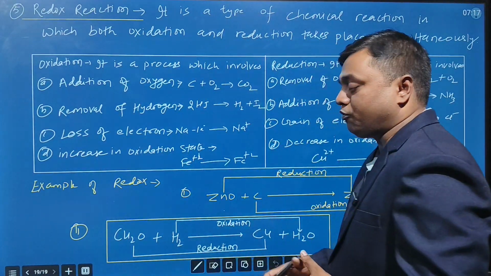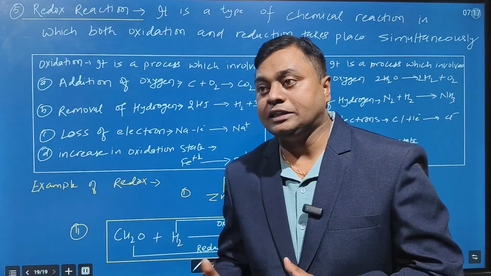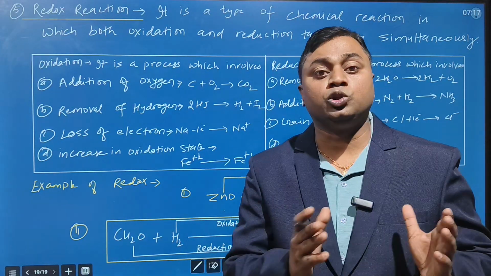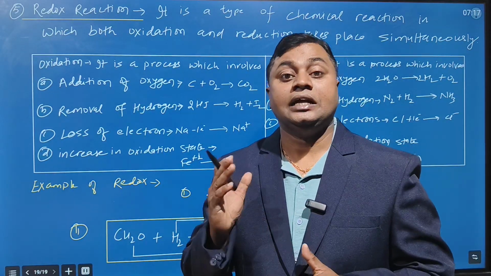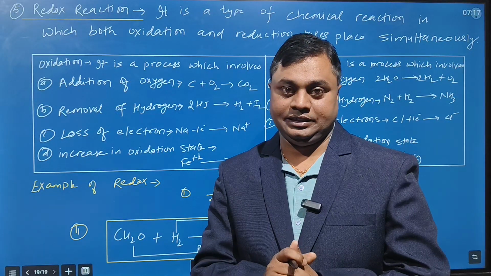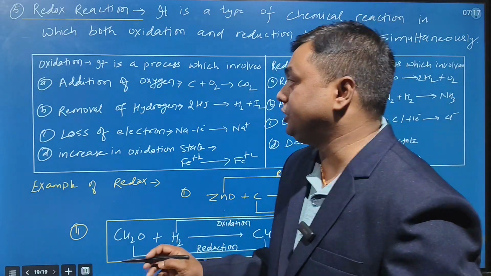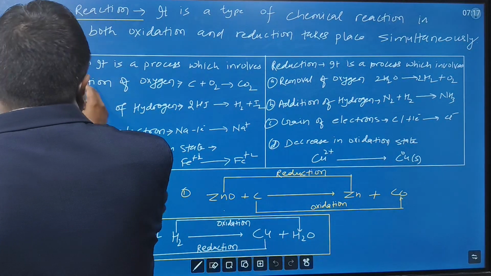Next, the last type of reaction is what? Redox reaction. It is a type of chemical reaction in which both oxidation and reduction take place simultaneously. So what is oxidation? What is reduction? That is very important.